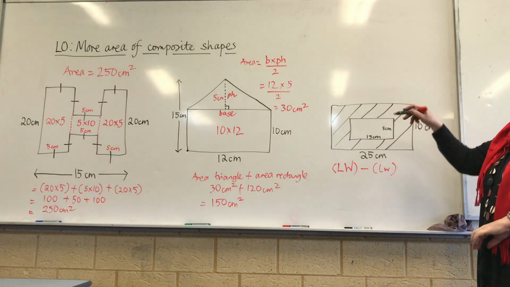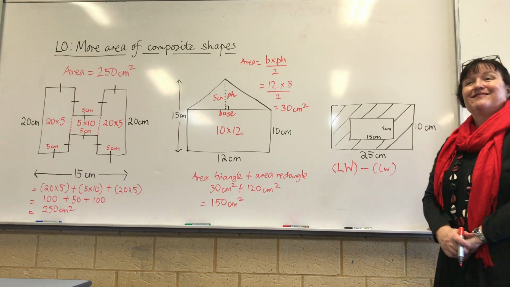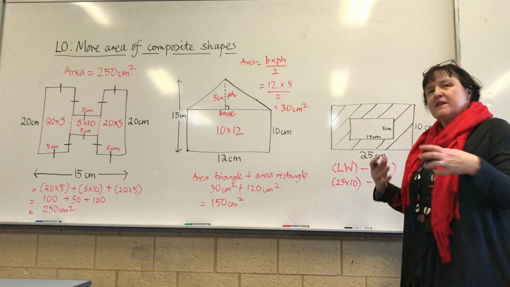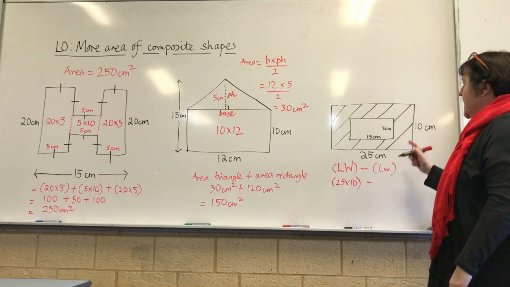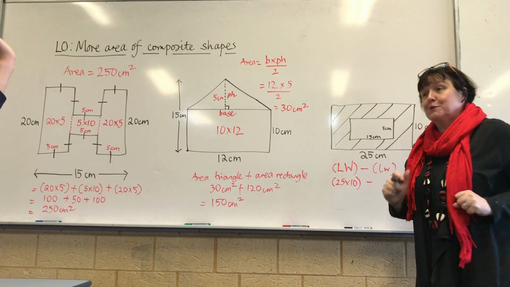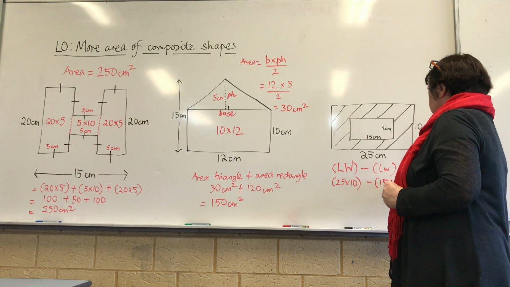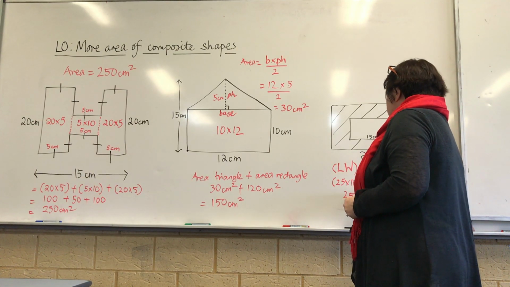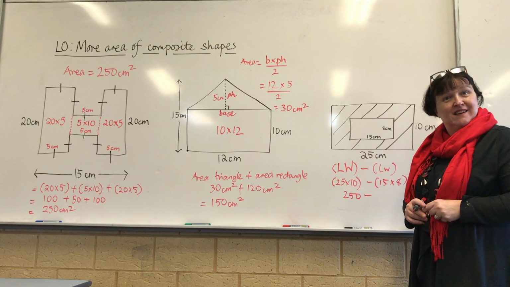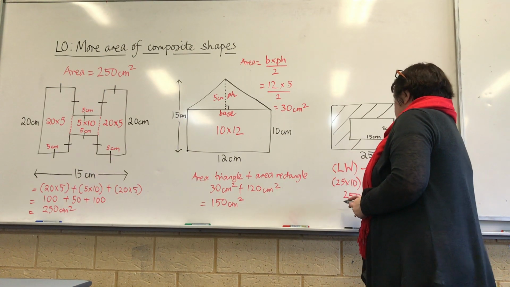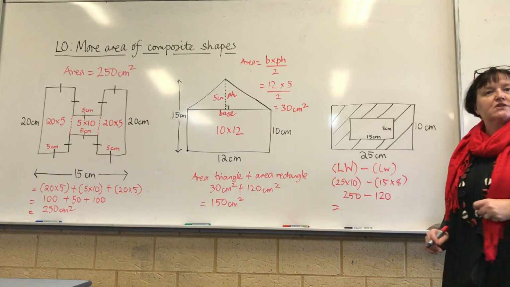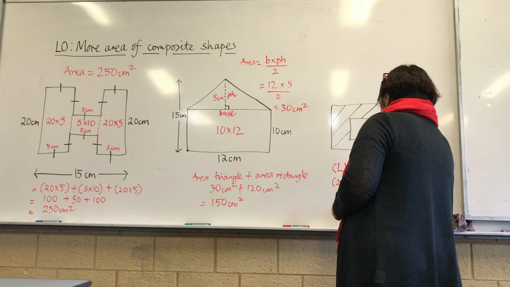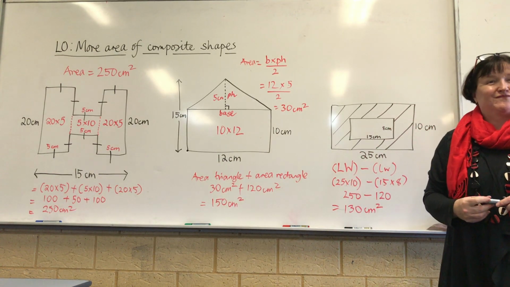So, what are the dimensions of the big rectangle? 10 centimetres times 25. Yeah, so 25 times 10. And I've made them all fairly easy numbers that we can do mentally. And what are the dimensions of the little rectangle? 15 times 8. Great. So what's 25 times 10? 250. And what's 15 times 8? 120. So what is the area of the shaded part of the shape? 130 centimetres squared. Well done, 130 centimetres squared. Okay, do you want to stop?